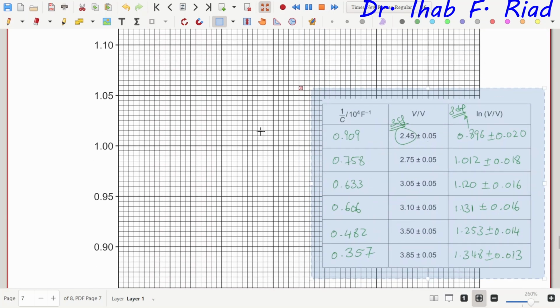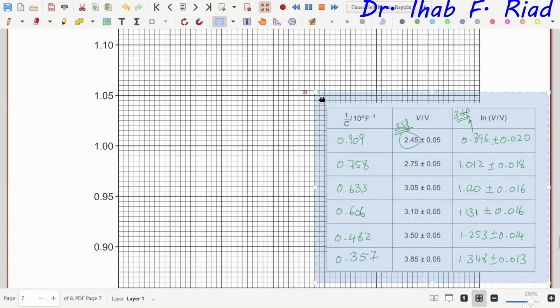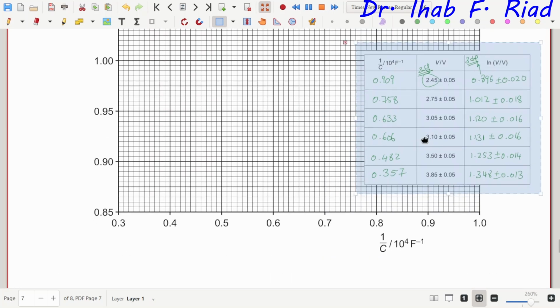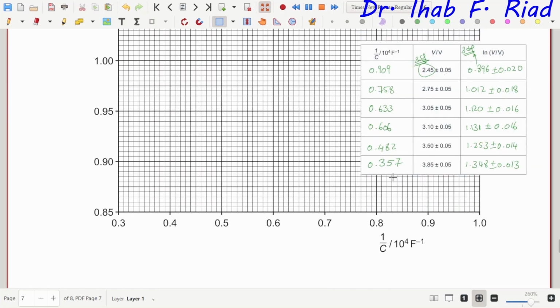Okay, I hope this is clear. We already got the scale, so let us investigate the scale. It says that on this axis it is 0.1, and on here it is 0.05. Each small square over here is 0.05, and each large square over here is 0.1. This is important.